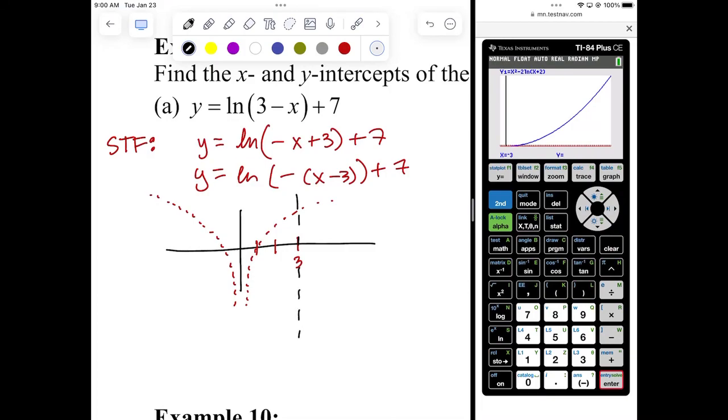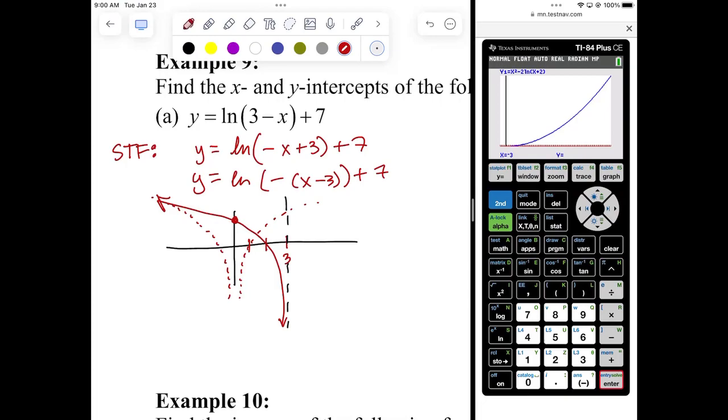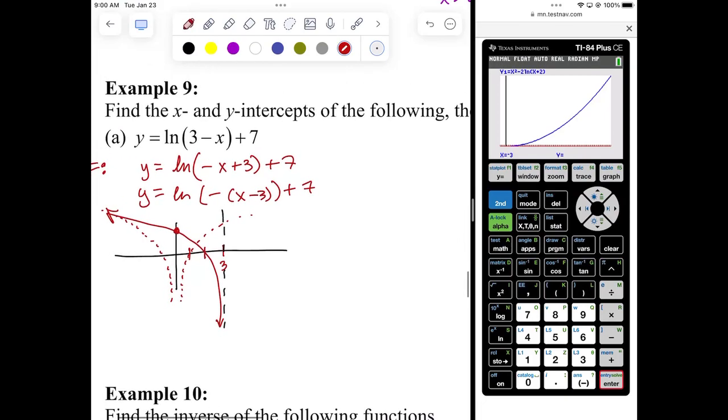And the plus 7 just moves it up 7, doesn't it? So that just moves it vertically. So my final graph is going to be this. Now I have it crossing in positive land. If I need to move it up or down, I will. We're going to find the x and y intercepts.